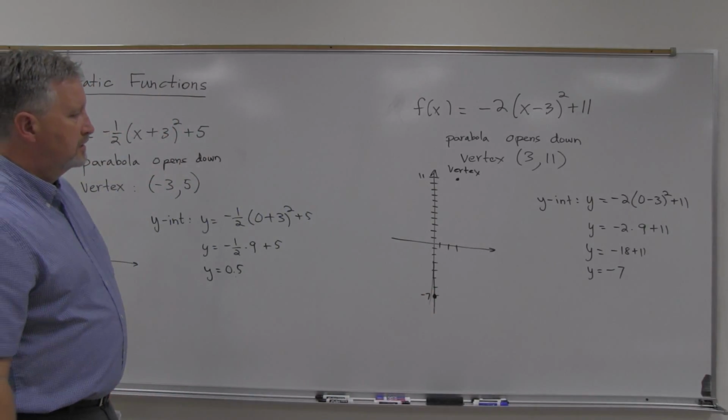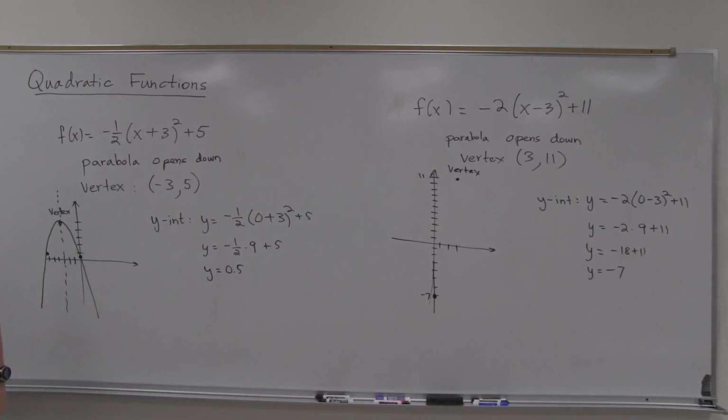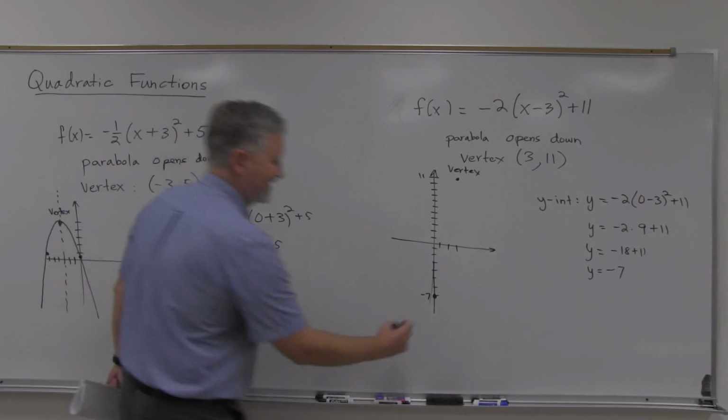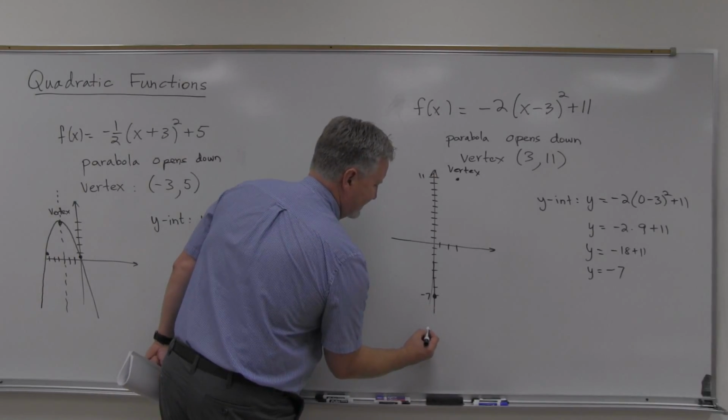I messed up with the negative there. Negative 7, that was right. It looks correct. I just got positive 7 because I forgot to drop my carry.